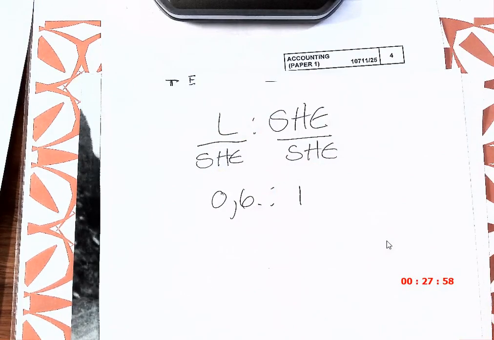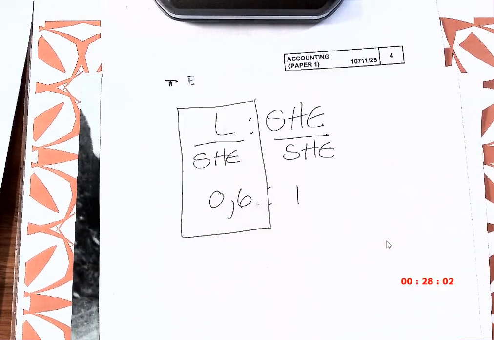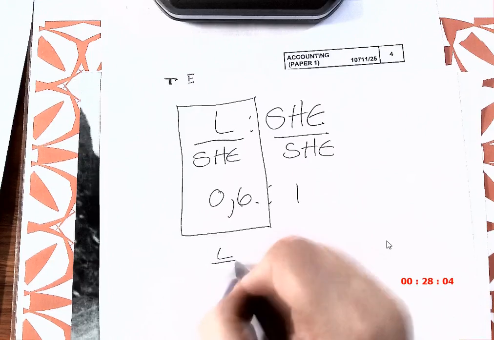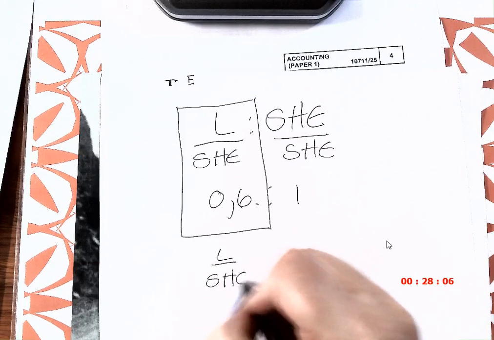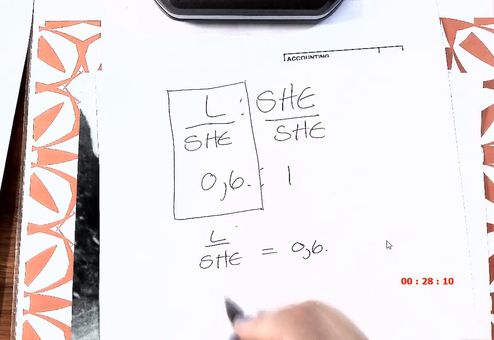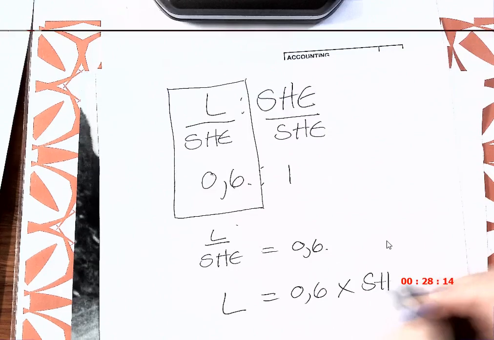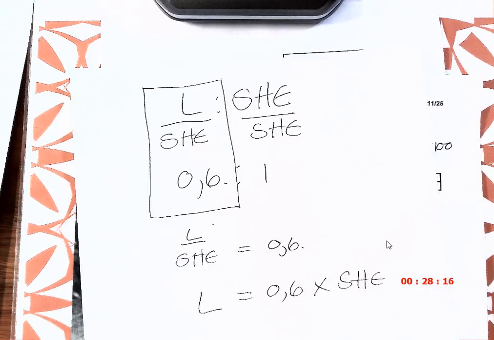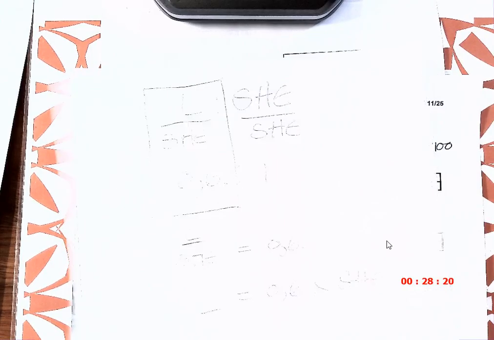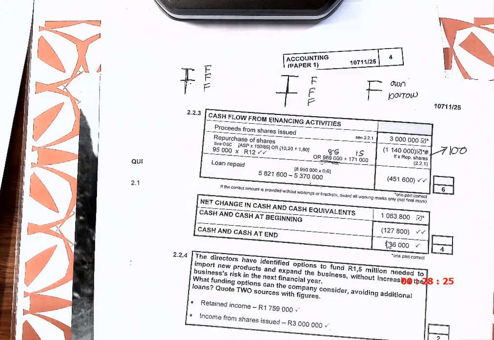So now I take this as a calculation. I say loan over SHE equals 0.6. So if I want the loan, it would be the 0.6 times the SHE. So, you guys fine? Okay. So, that's how they got that one.